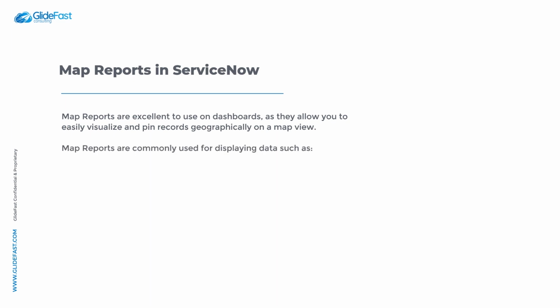Map reports are commonly used for displaying data such as incidents by country, assets by country, security breaches by country, and new employees by city and state. The possibilities are truly endless with this type of reporting. Whatever your use case is, there's most likely a way to visualize your data on a map report.